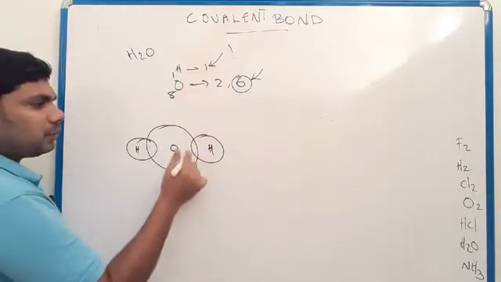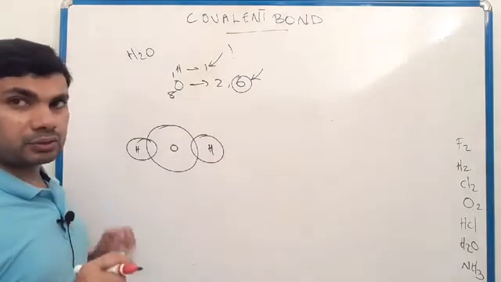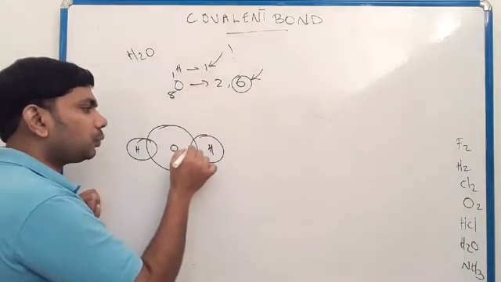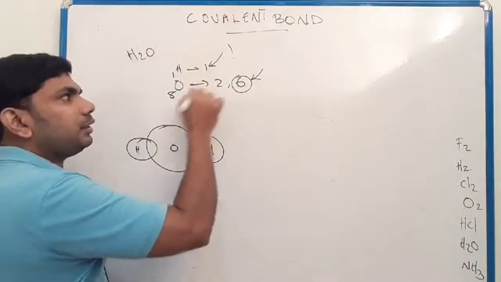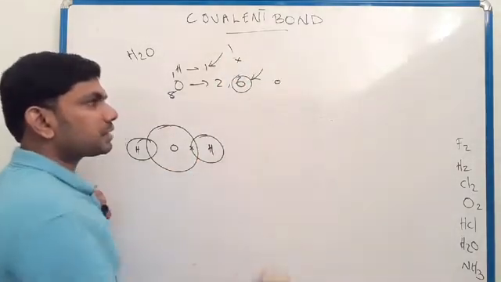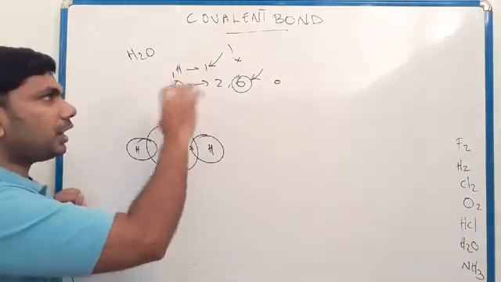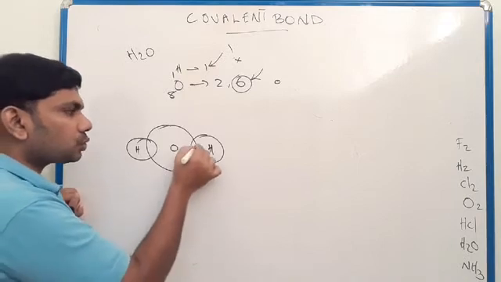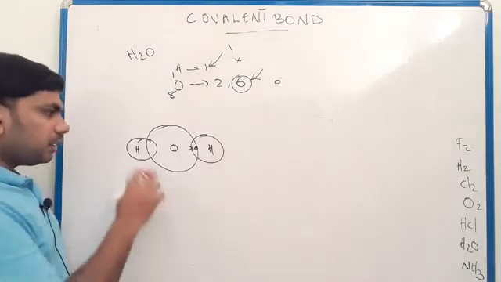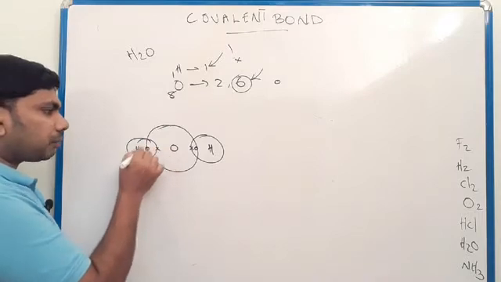Here hydrogen needs 1 more electron, so hydrogen and oxygen share 1 pair of electrons. I told you before, if it needs 1 more electron, it shares 1 pair of electrons. Here I use X to represent electrons of hydrogen and O to represent electrons of oxygen. You can use any way. So here hydrogen and oxygen share 1 pair of electrons. Similarly, this hydrogen and oxygen also share 1 pair of electrons.